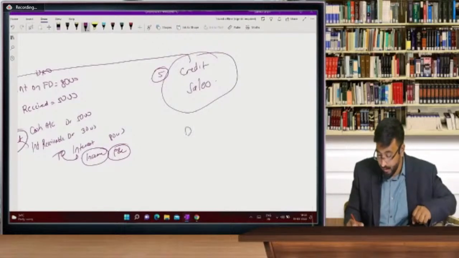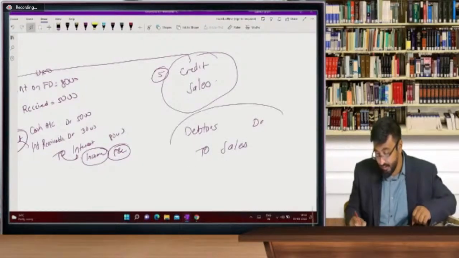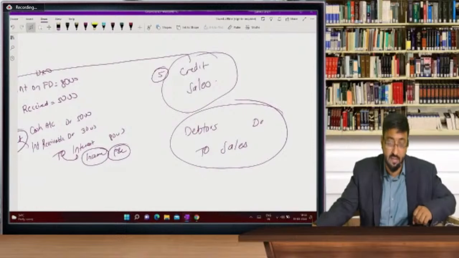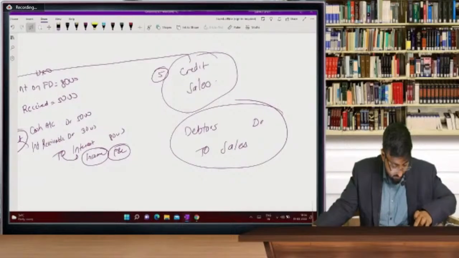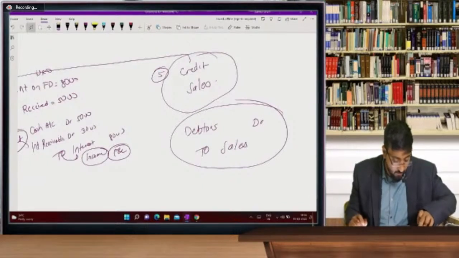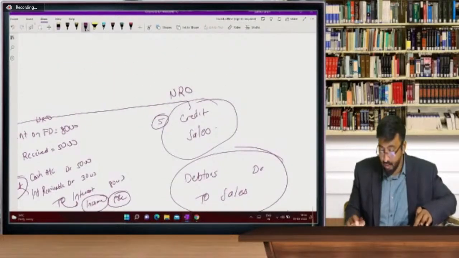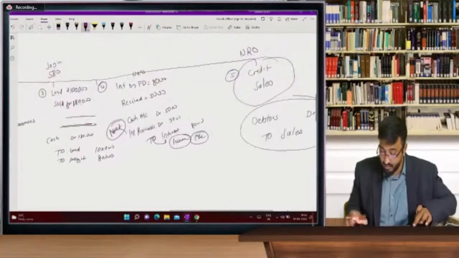So entry will be debtors, debit to sales. Debtors account debit to sales. बेटा वैशाली अग्रवाल क्या कर रही हो बेटा? सेल्स टू क्रेडिटर्स कौन करता है? शुभांग. शुभंग फ्रॉम NRO. Shubhang from NRO.